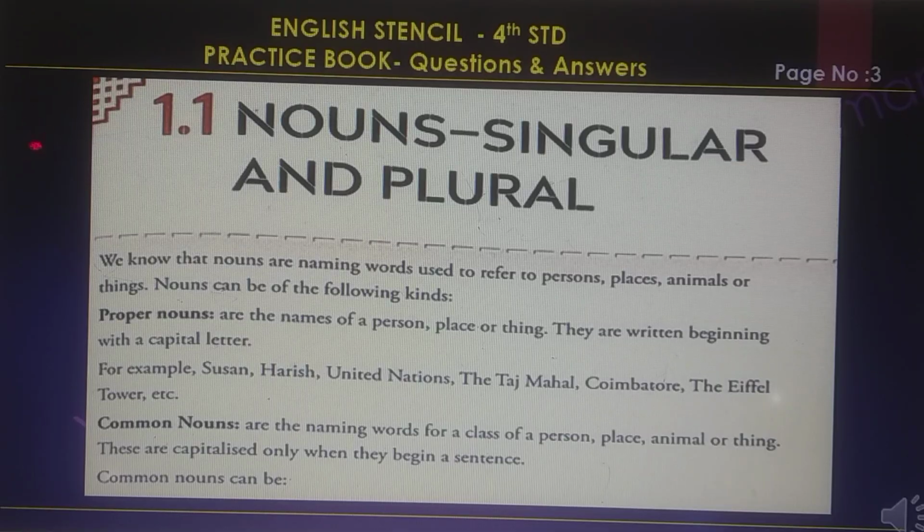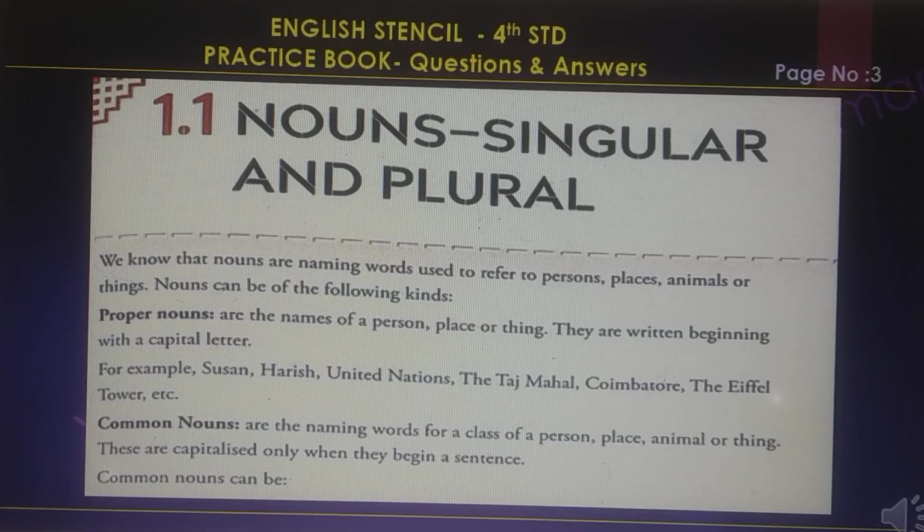We know that nouns are naming words used to refer to persons, places, animals, or things. Nouns can be of the following kinds. Proper nouns are the names of a person, place, or thing. They are written beginning with a capital letter. For example, Susan, Harris, United States, the Taj Mahal, Coimbatore, the Eiffel Tower, etc. Common nouns are the naming words for a class of persons, places, animals, or things. These are capitalized only when they begin a sentence. Common nouns can be abstract nouns, or names for things we cannot see or touch. For example, bravery, sadness, laughter, etc.